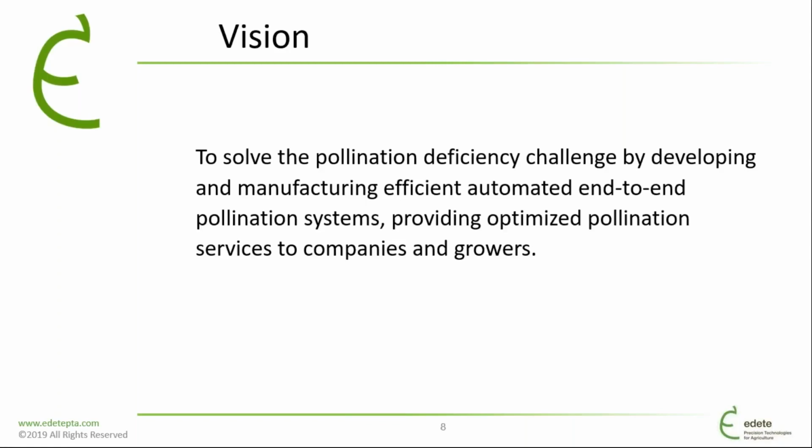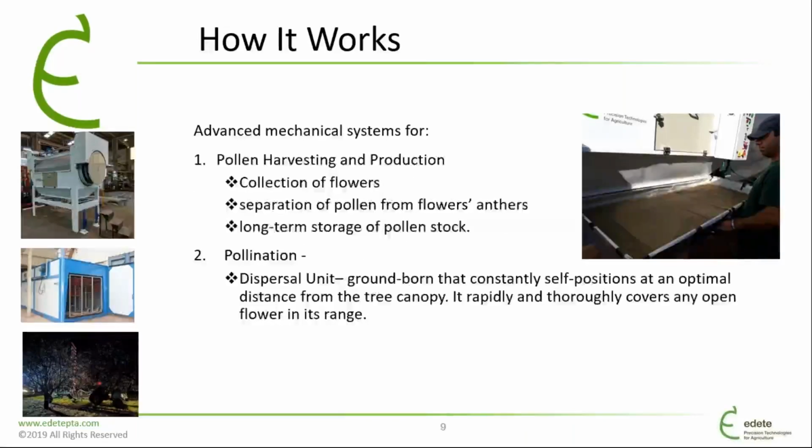Our vision is to solve the pollination deficiency challenge by developing and manufacturing an efficient automated end-to-end pollination system, providing optimized pollination services to companies and growers. End-to-end means we produce pure, viable, but most important, germinable pollen, and then mechanically disperse it. By collecting pollen a year in advance, we not only solve the cross-pollination desynchronization problem, but can guarantee and even increase the agricultural yield. So how is it done?